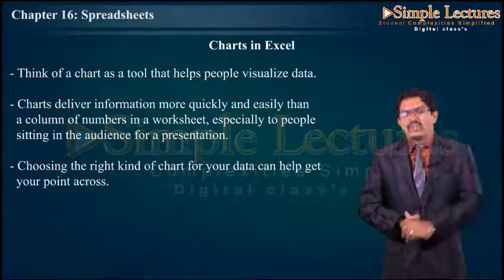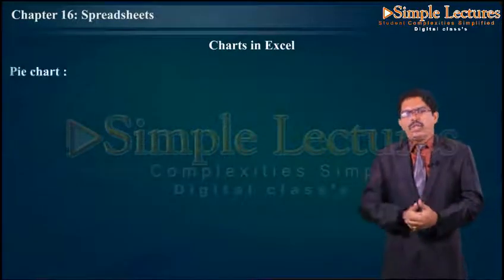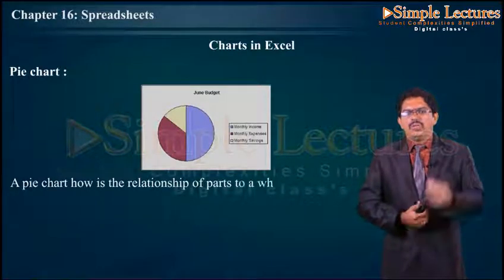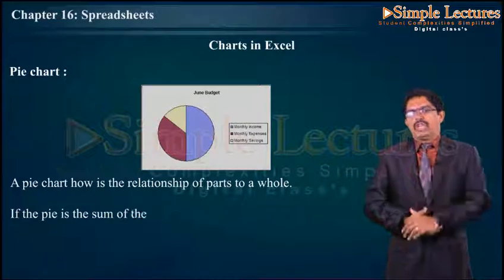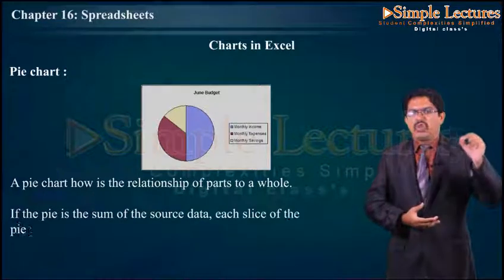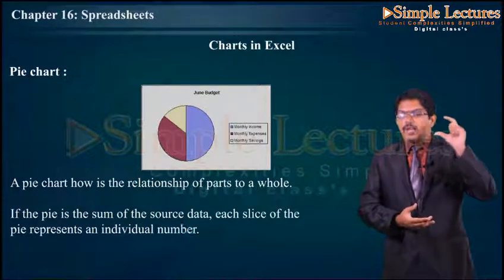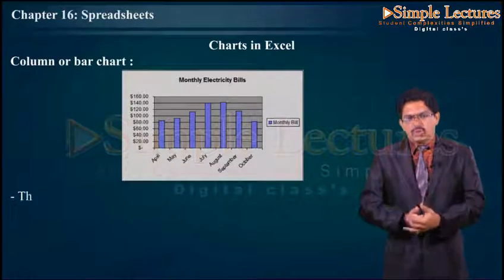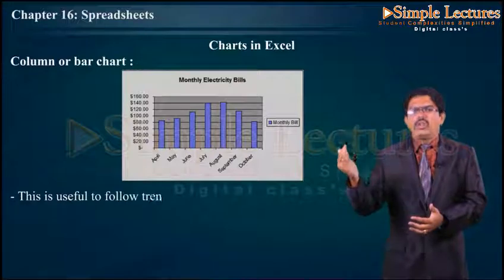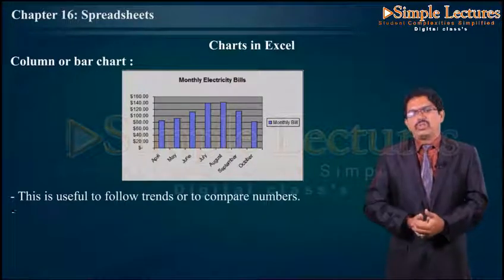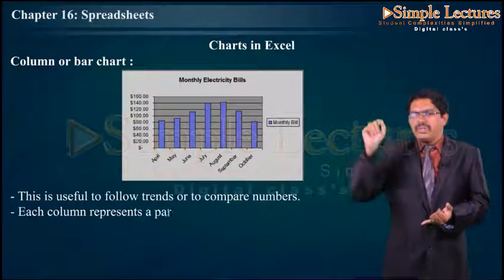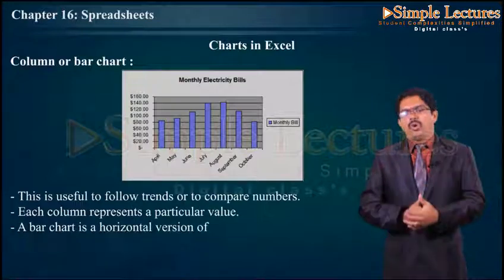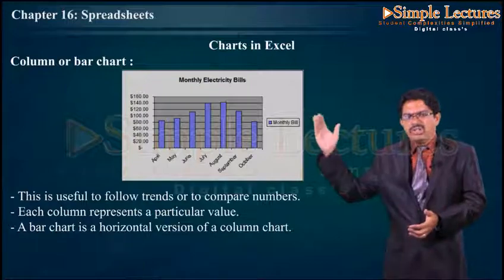Pie chart. A pie chart shows the relationship of parts to a whole. If the pie is the sum of the source data, each slice of the pie represents an individual member. Column or bar chart. This is useful to follow trends or to compare numbers. Each column represents a value. A bar chart is a horizontal version of a column chart. Here is the representation of a column chart.